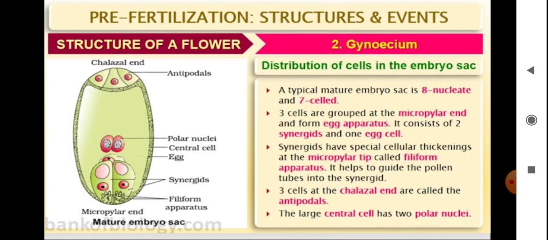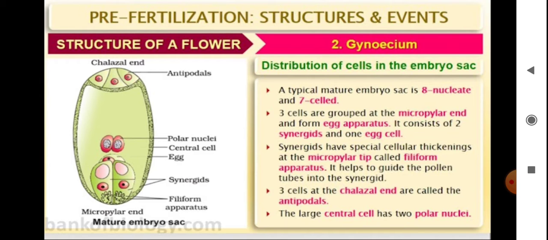3 cells are grouped at the micropylar end and form the egg apparatus. The 3 cells found at the micropylar end are called the egg apparatus. It consists of 2 synergids and 1 egg cell. Synergids have special cellular thickenings at the micropylar tip called the filiform apparatus. In that picture it is marked filiform apparatus. They are like finger-like projections. It helps to guide the pollen tubes into the synergid. That we will be studying in the next class. Means the pollen tube will enter the embryo sac with the help of this filiform apparatus.